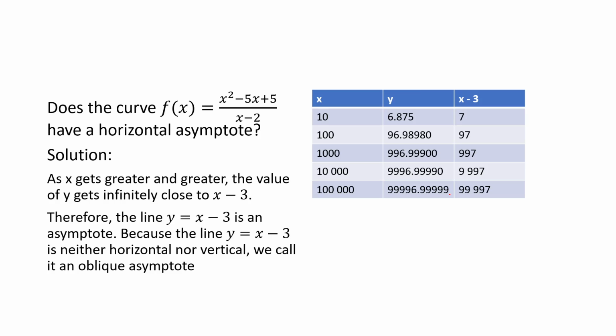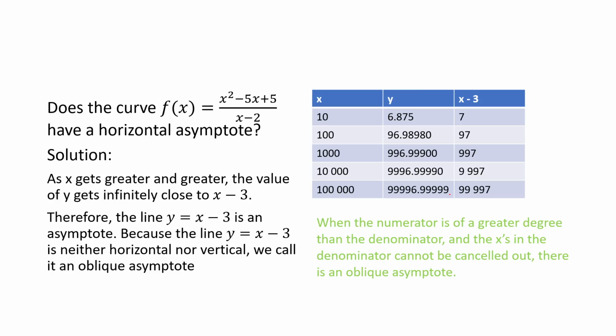What that means is the line y equals x minus 3 is actually an asymptote. And since it's neither horizontal nor vertical, we call it oblique. So when the numerator is of a greater degree than the denominator and the x's in the denominator can't be canceled out, there's an oblique asymptote.